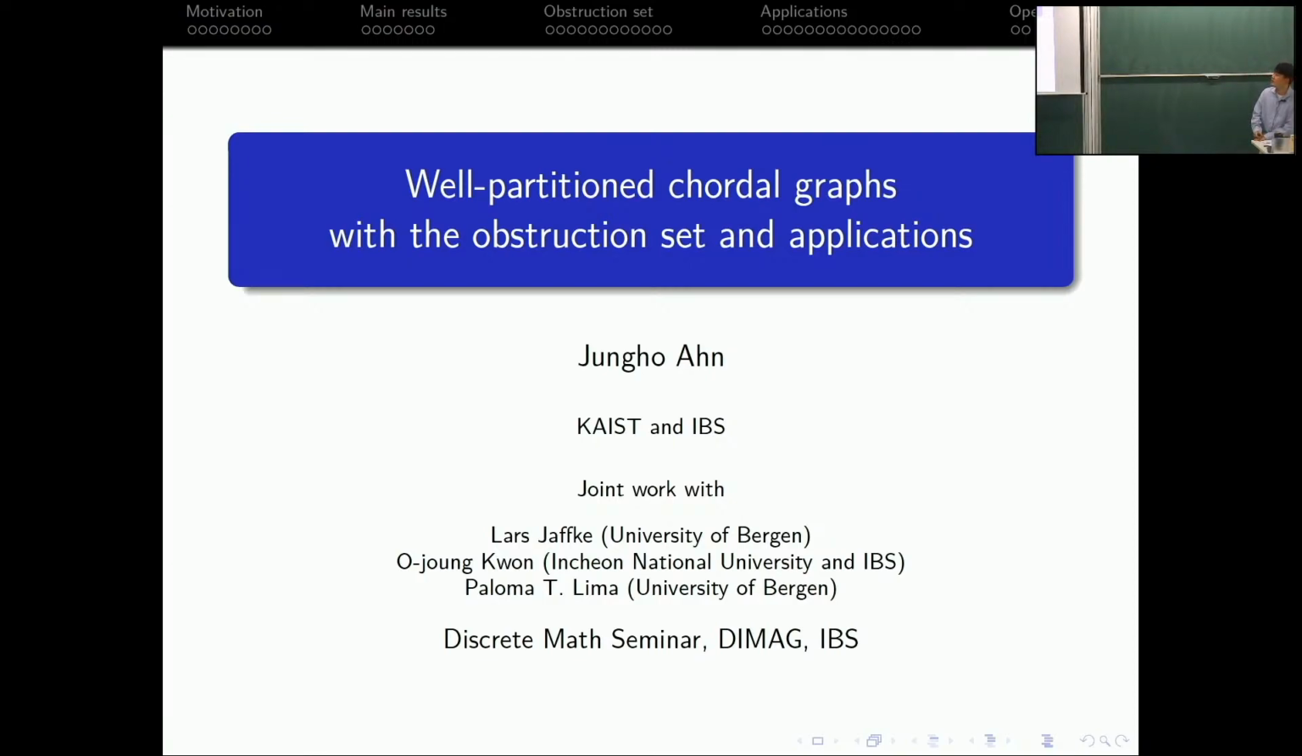Today I'm going to introduce a new subclass of chordal graphs called well-partitioned chordal graphs, and we'll explain the characterization in terms of forbidden induced subgraphs, and we'll briefly explain its application. This is joint work with Lasse, Paloma, and Lina at the University of Bergen and Jungho Ahn at the International University and IBS.